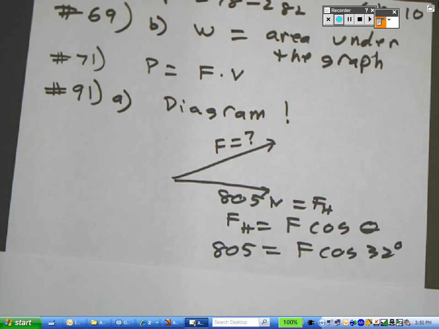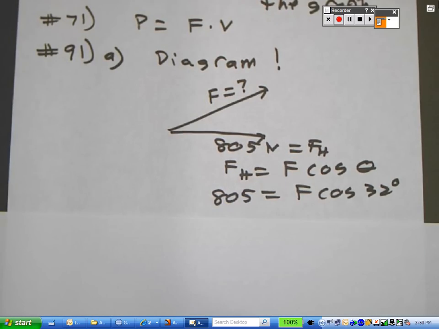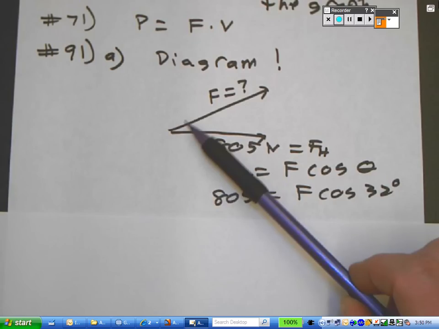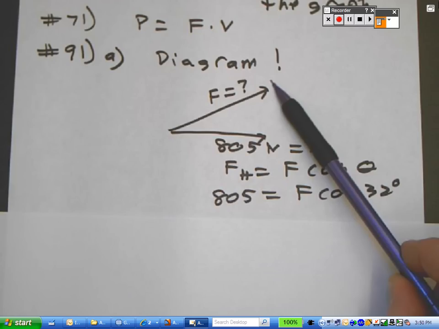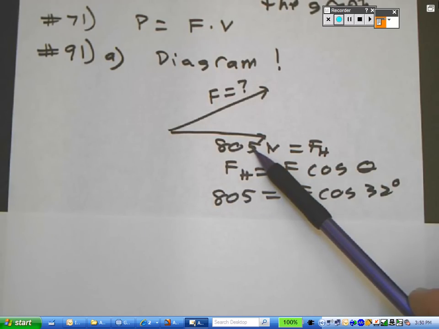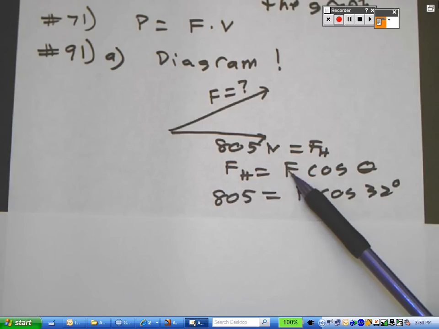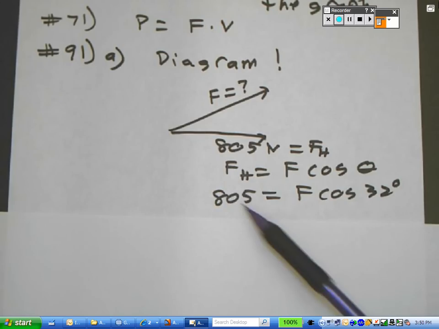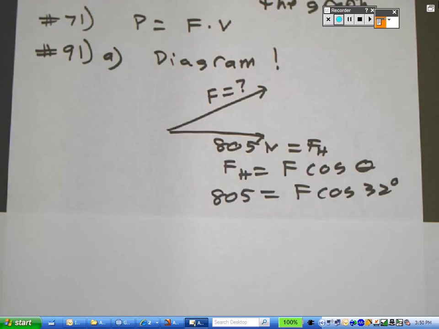And one more problem to show you about chapter 10 before we go to chapter 11 is number 91. For part A, again, this is one of these problems where a diagram is useful. You are applying an unknown force. However, the useful force that's horizontal is 805 newtons. I gave you a formula that horizontal force is equal to force times cosine theta. If the horizontal force is 805, you should be able to solve for the force and use that for the rest of the problem. So now we've finished chapter 10.